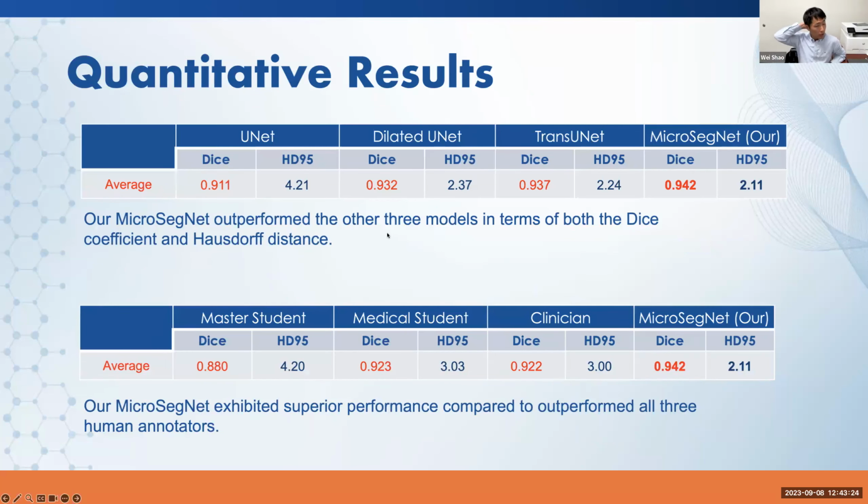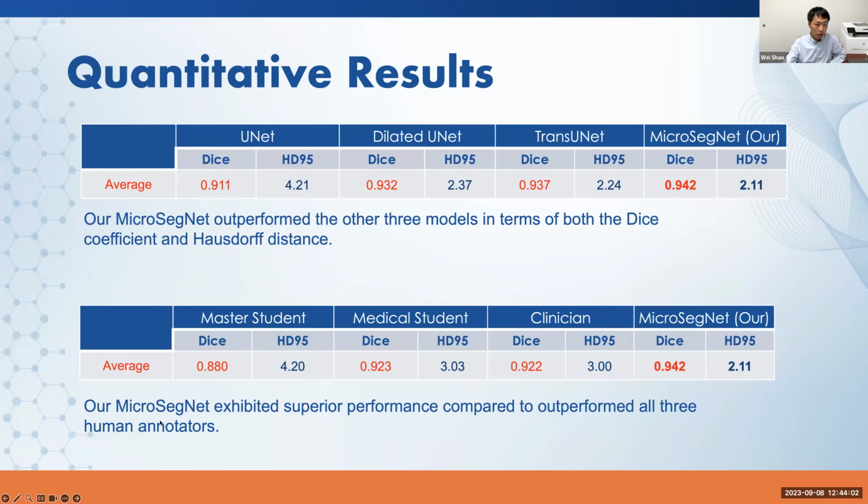Here are some numbers. So DICE measures the overlap between two segmentations. Higher DICE means better results. As you can see, our model achieves the highest DICE coefficient compared to other methods. UNet has a significantly lower DICE compared to other methods. Our explanation for this observation is that UNet has no information about the global correlation between different regions of the image, kind of lacking the global vision of the image information.